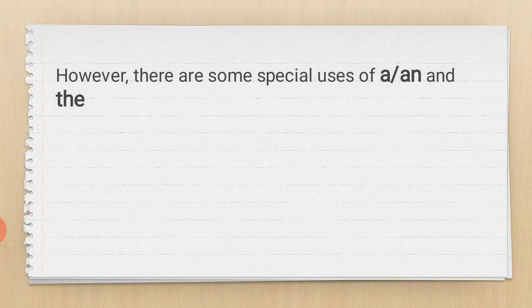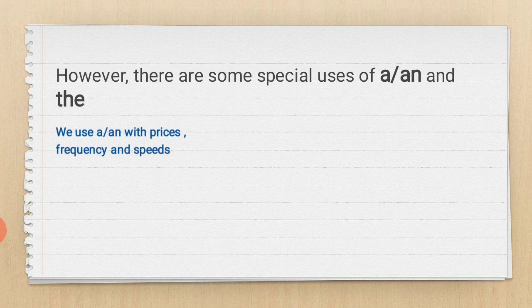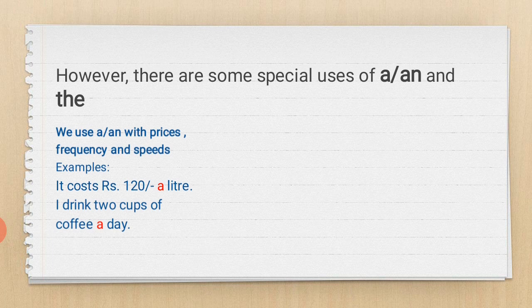Okay. However, there are some special uses of a and the. First, see about a and an. We use a or an with prices, frequency, and speeds. I'll make it more clear to you through examples. When you talk about prices, it costs rupees 120 a liter. And when you talk about frequency, I drink 2 cups of coffee a day. And when you talk about speeds, you are driving at 90 miles an hour.